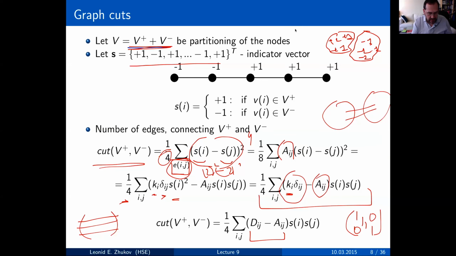Aij is the adjacency matrix. And so we can write the cut as this linear combination, where si is the indicator vector, sj is the indicator vector, and Dij minus Aij are those matrices. And so if this indicator vector takes values plus one and minus one, depending on where a node belongs, well, this actually computes the value of the cut. So it is a linear algebra way to compute the value of the cut instead of just going through every node and every edge and thinking, okay, if the left end of the edge belongs to one partition and the right end belongs to another partition. You can actually write it this way, through the indicator.